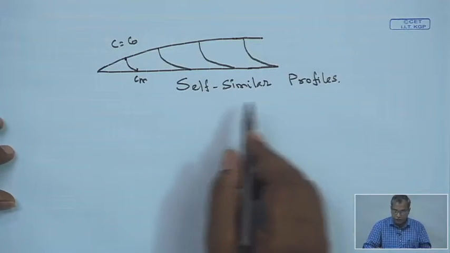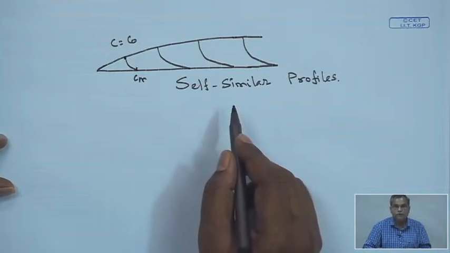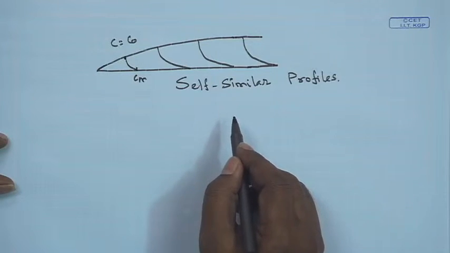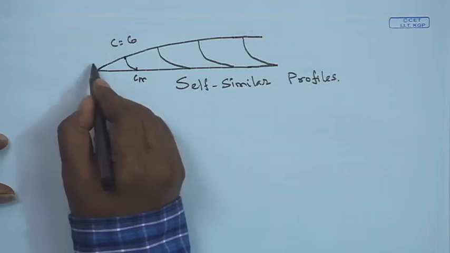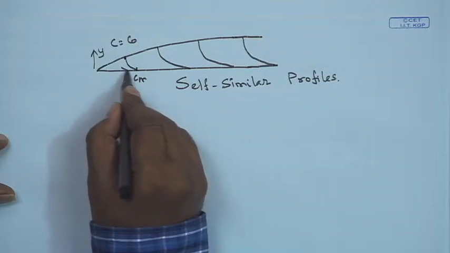So, whenever we have self similar profiles, we have them in the case of all sorts of boundary layer problems, whether it is a thermal boundary layer, a mass transfer boundary layer, or a hydrodynamic boundary layer. We have self similar profiles for the velocity field in the hydrodynamic boundary layer, the temperature field in the thermal boundary layer, and the concentration field in the mass transfer boundary layer.